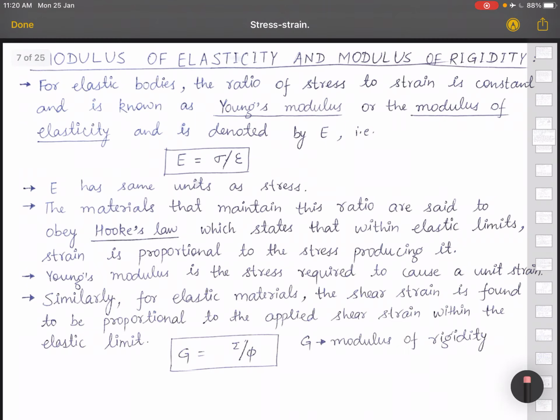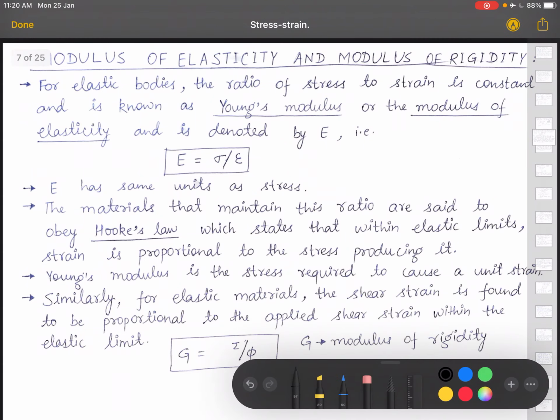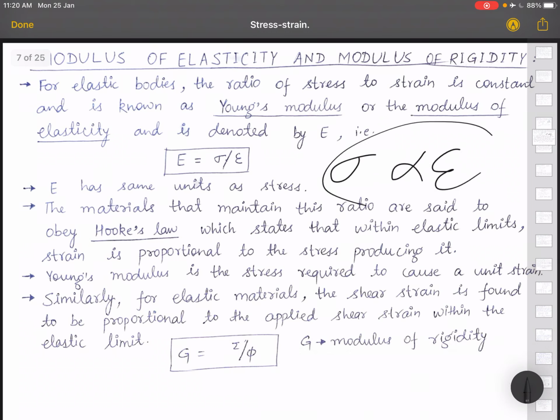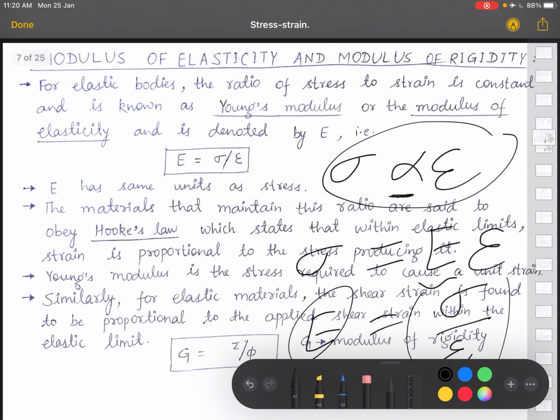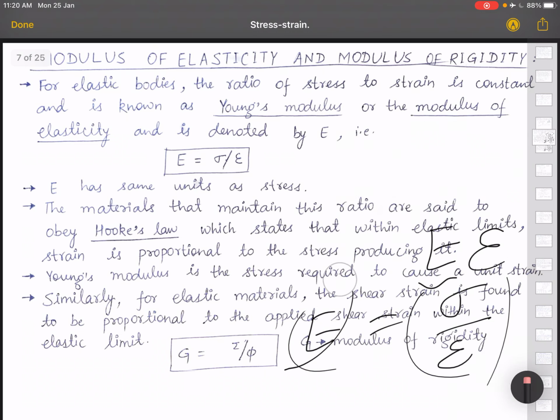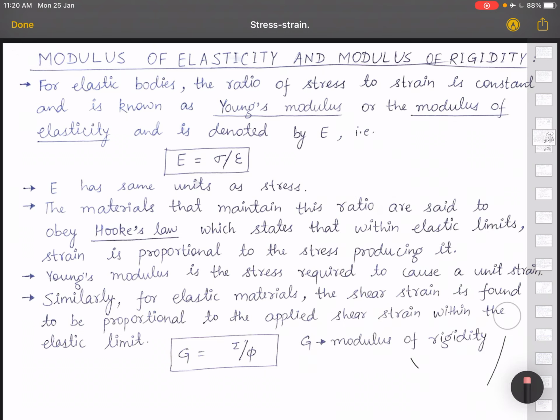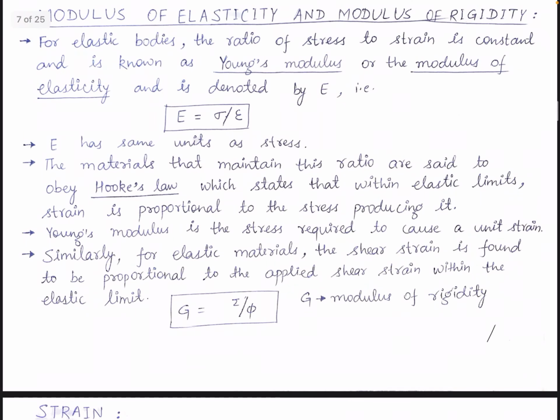So we have seen that stress is proportional to strain. This is our Hooke's law. When this proportionality is removed, it becomes a constant. So this is E, a constant, meaning the ratio is constant, and this is termed Young's modulus of elasticity, or simply modulus of elasticity. For elastic bodies, the ratio of stress to strain is constant, and it is represented by E.